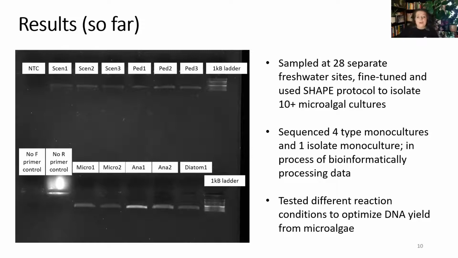I obtained these barcodes from representative strains of the green algae, the cyanobacteria, and the diatoms. Specifically, I barcoded 5 strains, 4 of which were obtained from a professional culture collection, and 1 was obtained using SHAPE on samples from the Ottawa River. I'm still in the process of bioinformatically analyzing these barcodes, but the sequence data looks promising. In order to obtain these barcodes, I had to play around with the reaction conditions, and I'll continue to optimize the reactions for microalgae barcoding throughout my research.